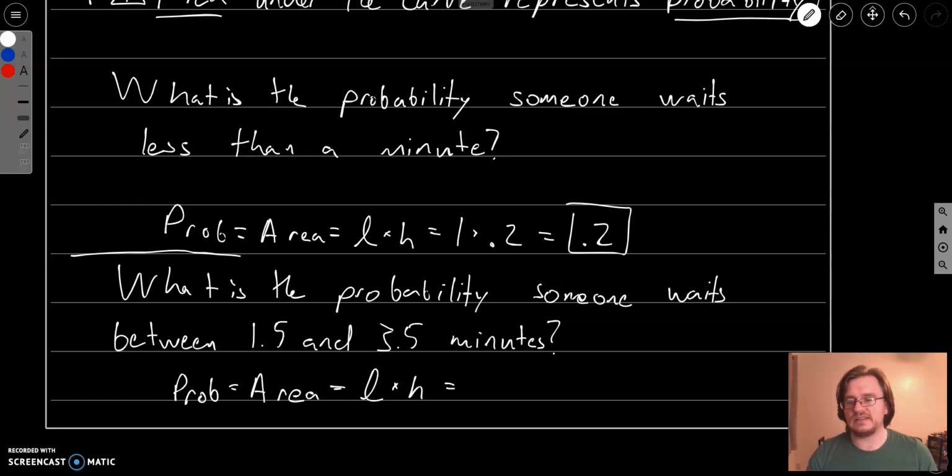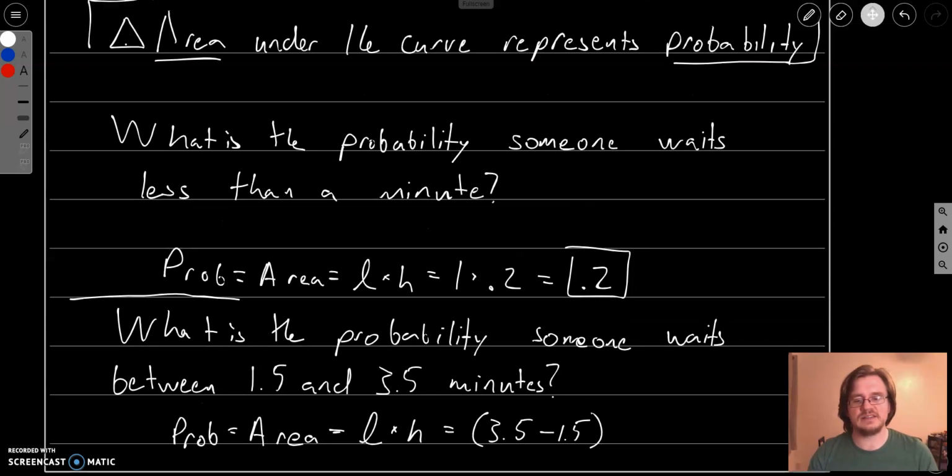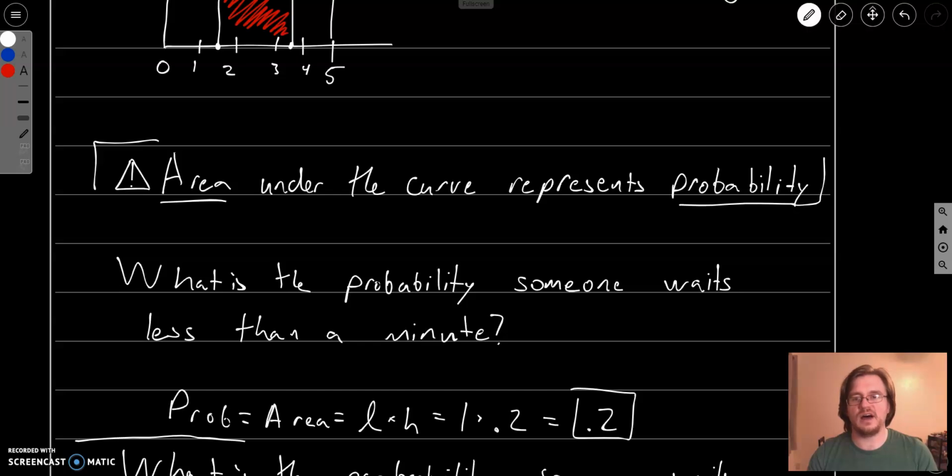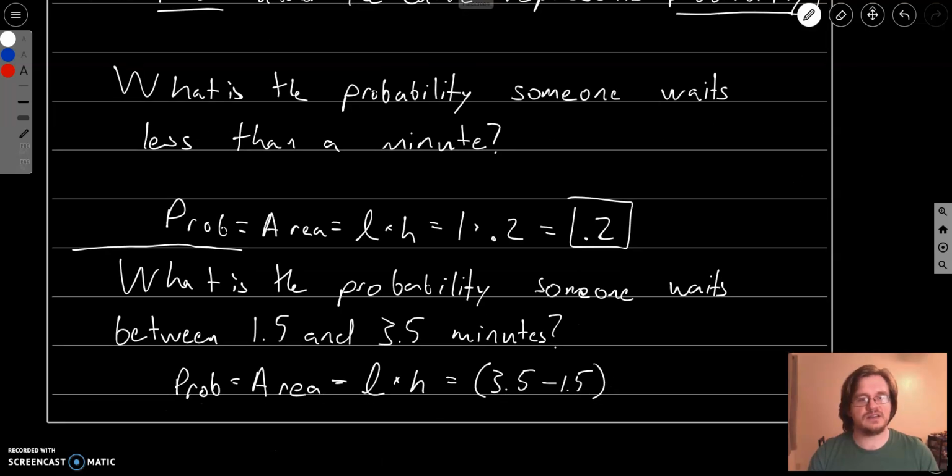The length, as in the distance between 2 points, is going to be their difference. So we'll take 3.5 and subtract 1.5. This is the distance from 3.5 to 1.5. And the height, we said, was 0.2. Well, 3.5 minus 1.5 is just 2, and 2 times 0.2 is 0.4.